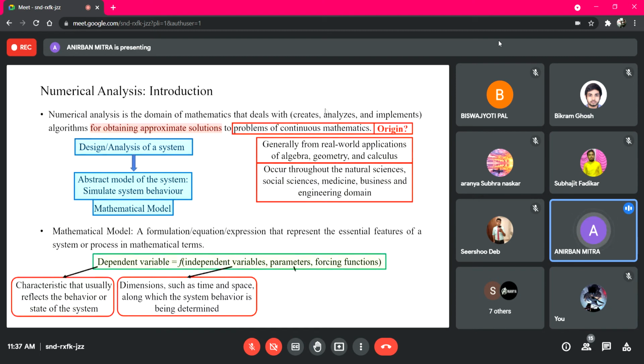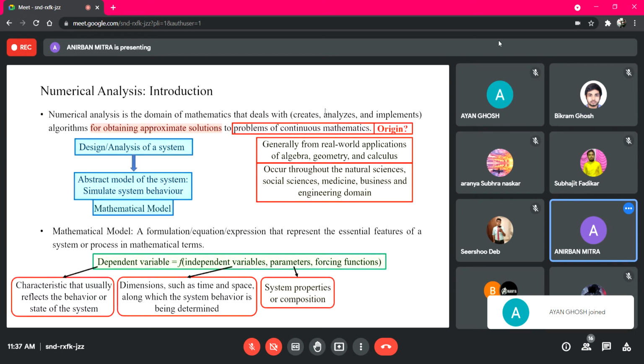What are parameters? These are basically system properties or composition. The beam has a particular material, and that material has some Young's modulus. If it is a steel beam, it would have an elastic modulus of say 200 GPa. If it is an aluminium beam, it is going to be around 70 GPa. Would the deflection be the same under the same loading? Definitely not.